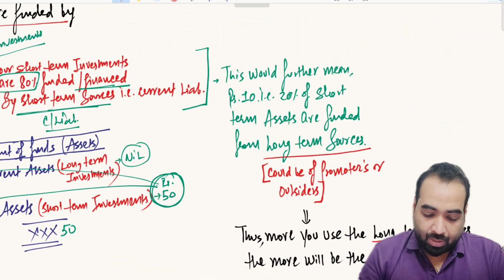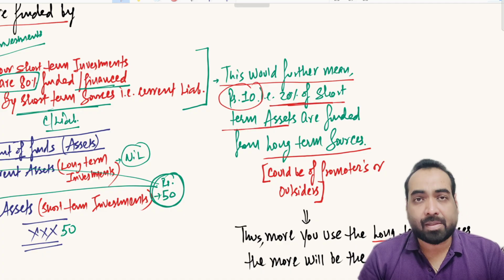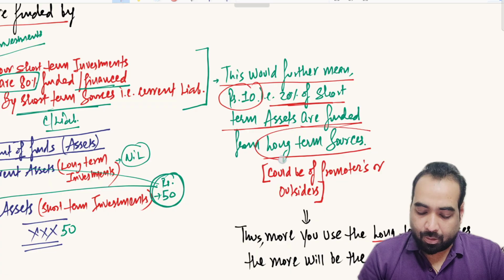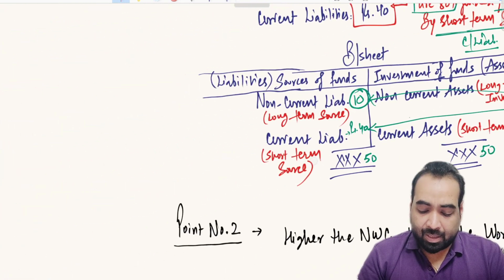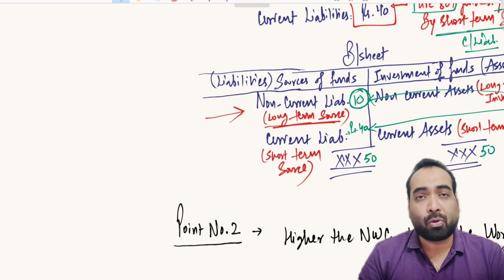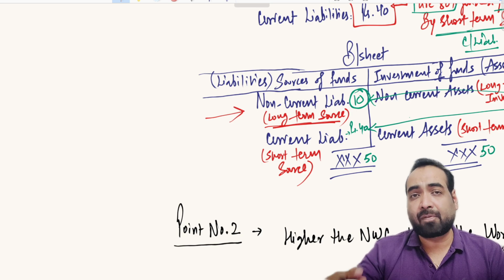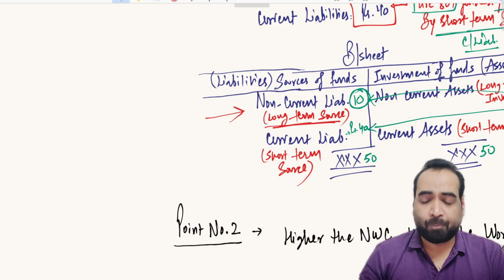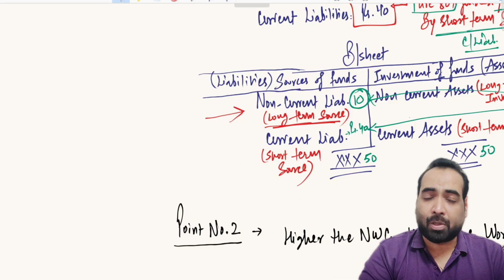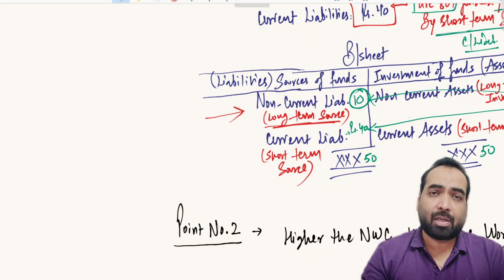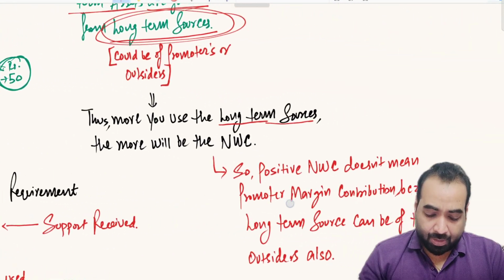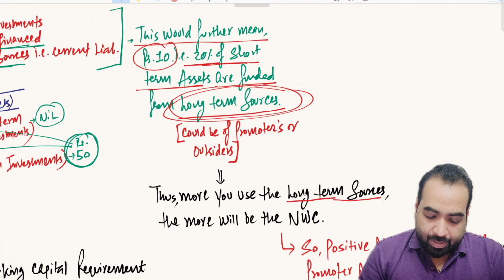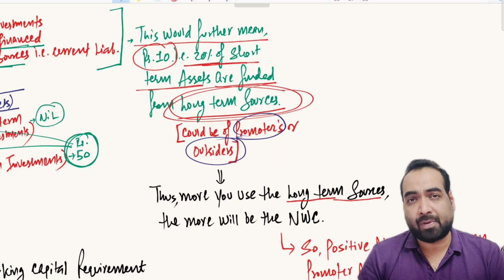So this would further mean rupees 10, in other words 20% of the short-term assets, the current assets, are funded from the long-term sources. And you know very well guys, these long-term sources can be the promoter's own funds, or funds taken for long-term purposes from outside the market or outside people as well, right? So long-term sources can be in the form of promoter's own equity or quasi-equity, or from the outside market as well. They can be the promoter's own funds and also the outsiders' funds.